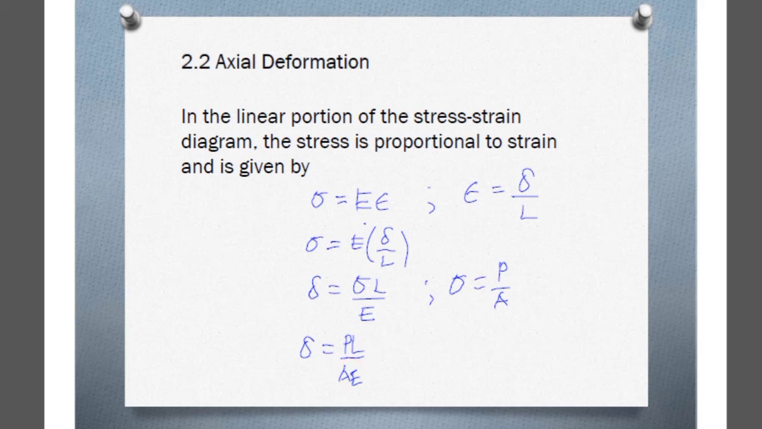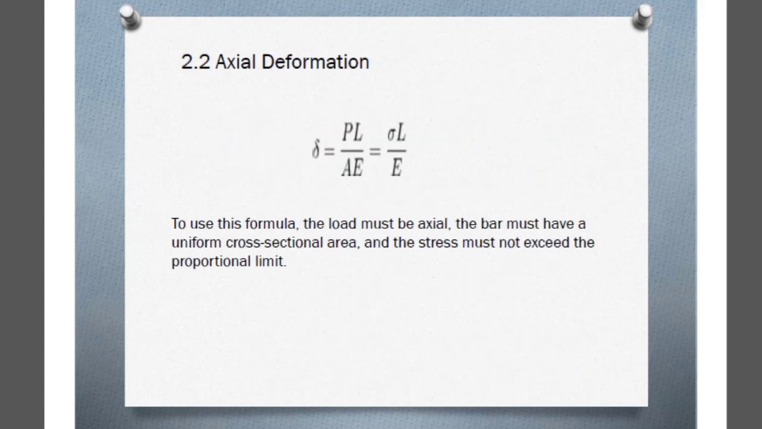So, para hindi natin makalimutan itong formula natin, if you want something to change, we always remember that poor lovers are everywhere. So we must remember that if we are going to use this formula, the load must be axial, the bar must have the uniform cross-sectional area, and the stress must not exceed the proportional limit.